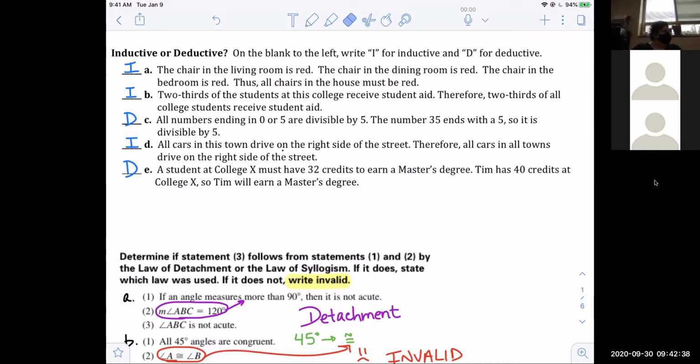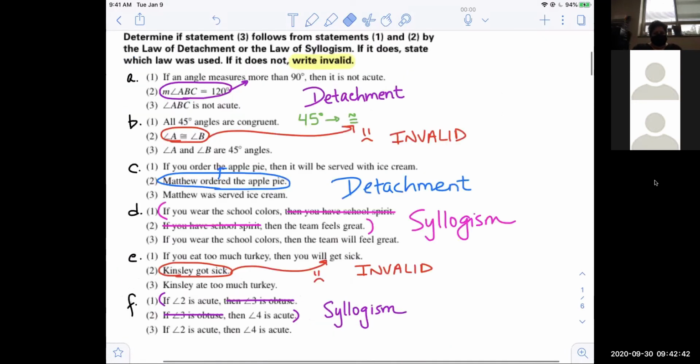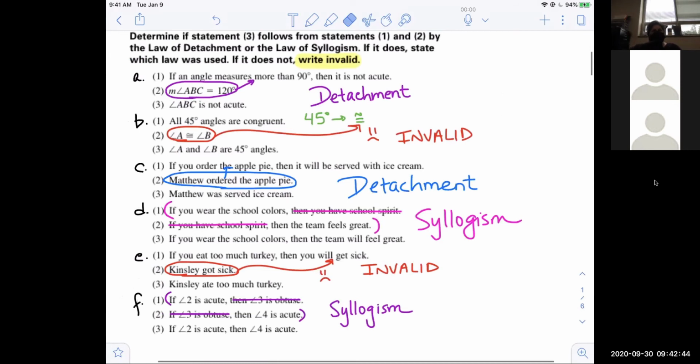Questions on those? Okay, here's the detachment syllogism. Remember that syllogism is the one that's similar to transitive. We talked about that back when we did syllogism, but we hadn't talked about transitive, so that may not have stuck with you. Syllogism and transitive are similar kinds of patterns.